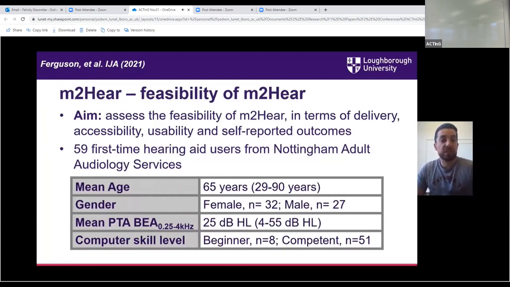So to this end, 59 first-time hearing aid users were recruited from the clinic in Nottingham within the Nottingham University Hospital's NHS Trust. And I'm showing you a figure here of the mean ages, gender, the levels of hearing loss and their computer skill level. And generally, this is typical of the first-time hearing aid user group.